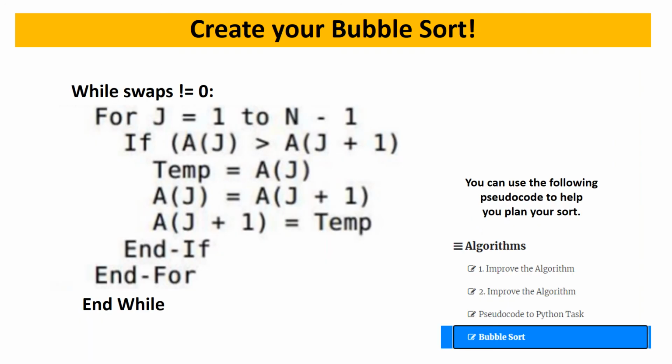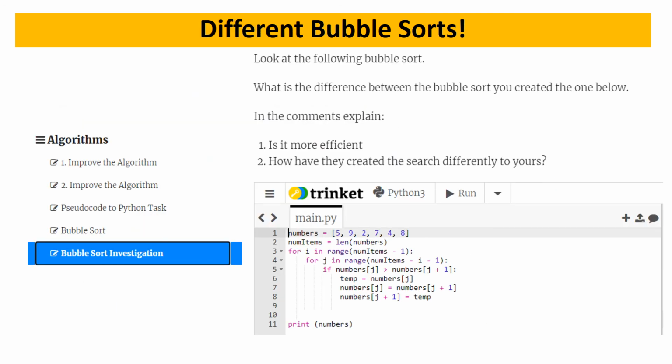So now is your challenge. You're going to have to create your own bubble sort. Now you would need to do this on Trinket, and I've given you some pseudocode to help you. Have a look at this bubble sort. It's a little bit different than the ones that you have created. That's because it's using a for loop. The for loop, rather than the while, means it's going to loop a certain number of times.